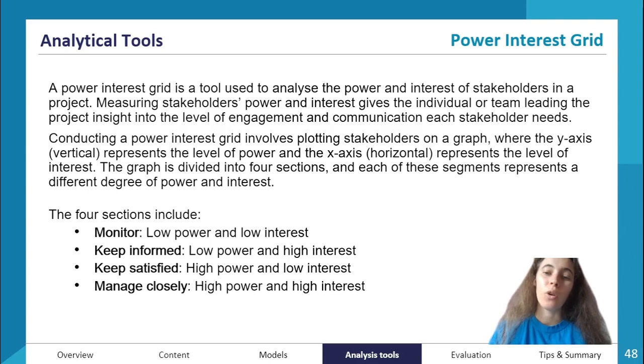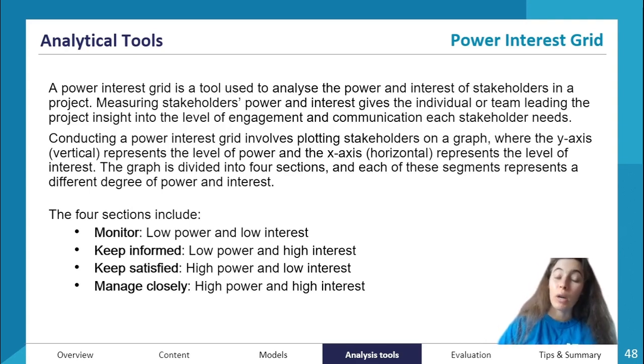So you are looking at the y-axis, or the vertical axis, is about the power, and the x-axis, or the horizontal axis, is about the level of interest. And you've got 4 sections in the graph. Each of those is representing the different degree of power and interest that those people have. So monitor is the lowest section down in the bottom left. We'll see an example on the next slide shortly. And this is low power and low interest.